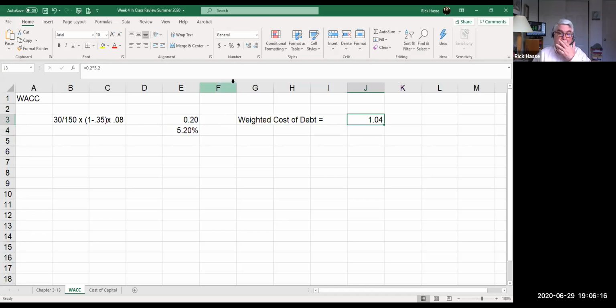That's our weighted cost of debt, 1.04%. After tax, 65% of 0.8. Weighted of the debt position, 30 over 150. That equals 20% of 5.2, 1.04%. This is debt.